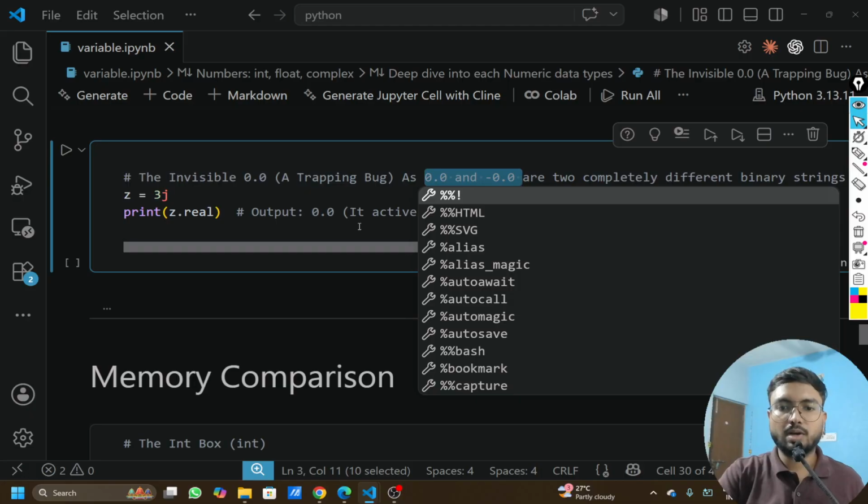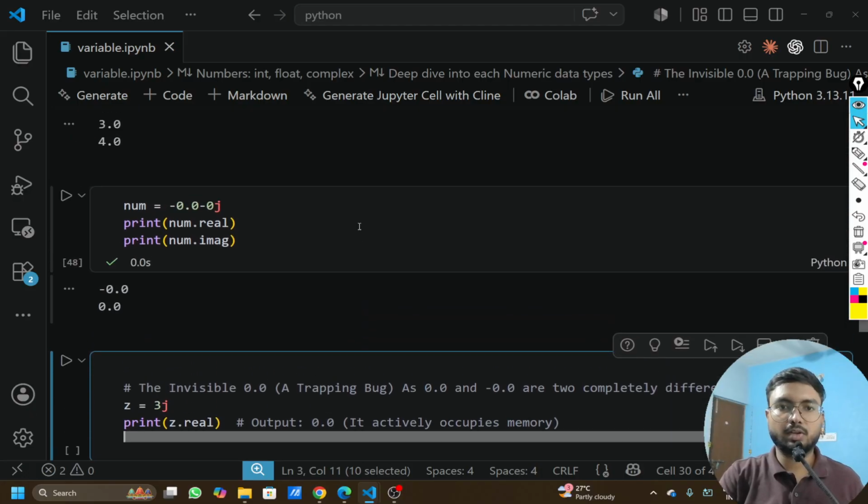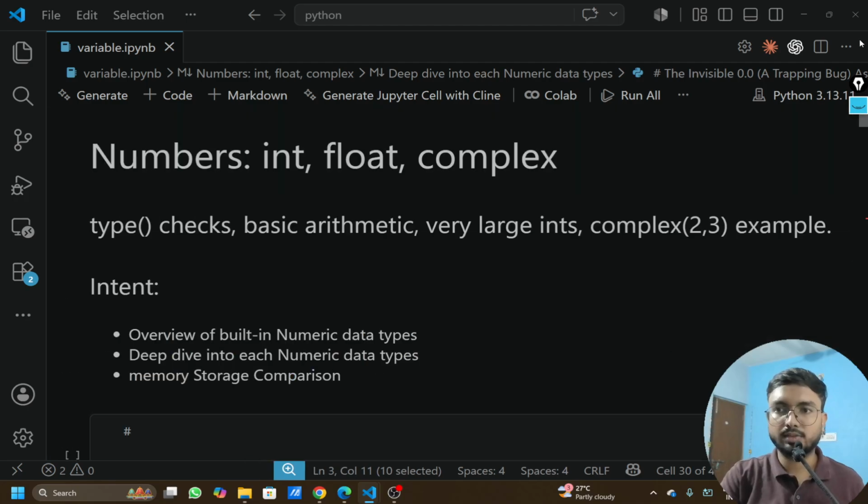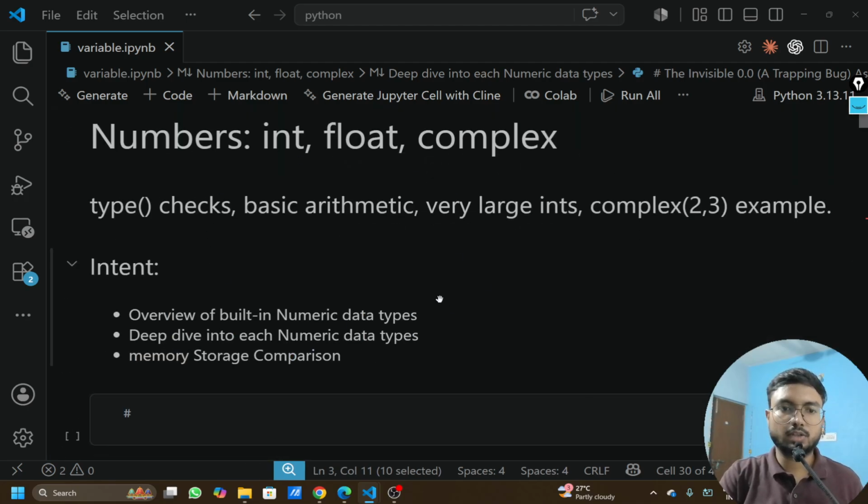Okay, so as I can see, the video has already got long, so let's wrap it up here. In our next video, I will cover these advanced topics and also the memory storage comparison, which is again a very good interview question. Someone should have this understanding so that they can understand deeply how these integers or floats are actually consuming space inside the memory. So all those things we'll cover in our next video.